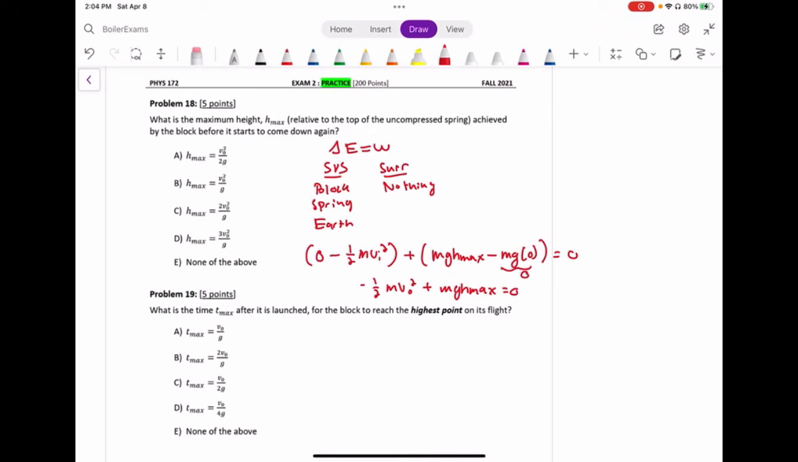I'm going to move up here now, and I'm going to add over half m v naught squared. Half m v naught squared equals m g h max.